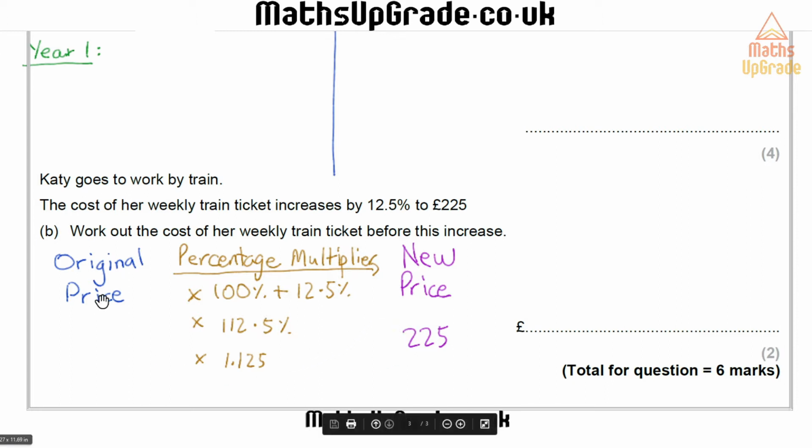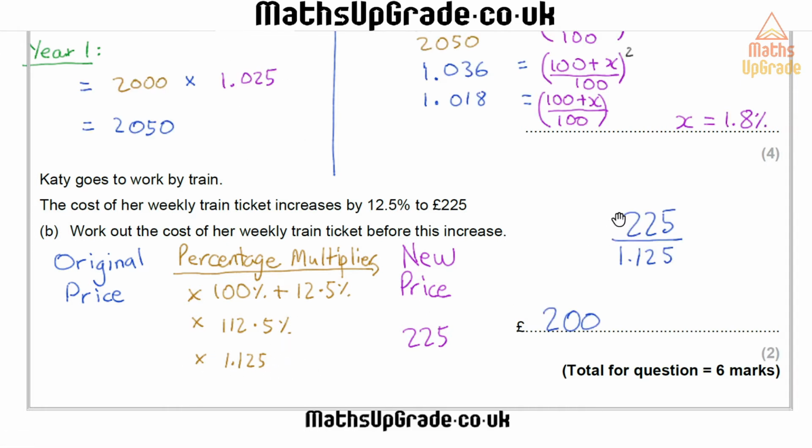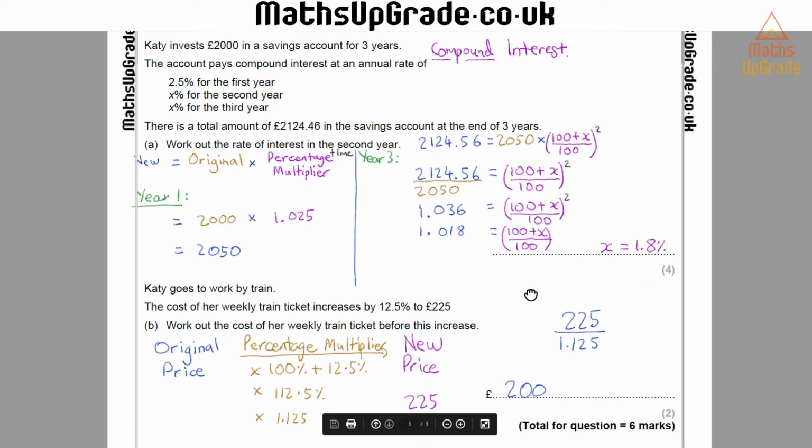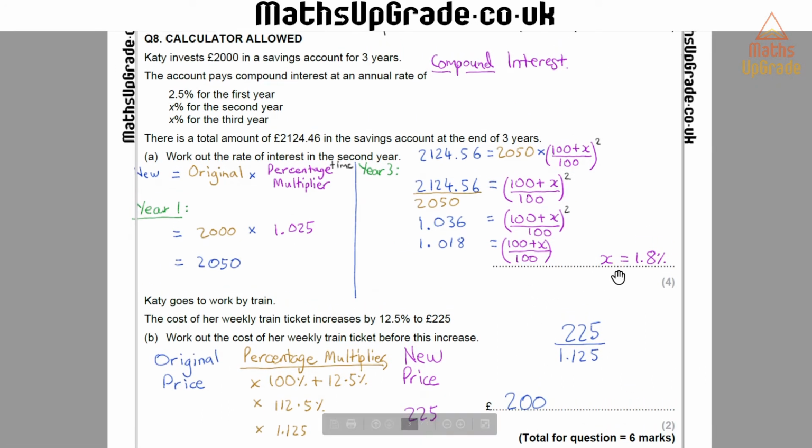So to find the original amount, I'm going to do the inverse of multiplying by 1.125, which is dividing by 1.125. So 225 divided by 1.125 is £200. Remember, you can always check this answer by just times it by 1.125 and you get back to this. So the whole question there was worth 6 marks. If you got stuck with this question, do look back at my video file on compound interest, which is on this channel as well. That will give you further support.